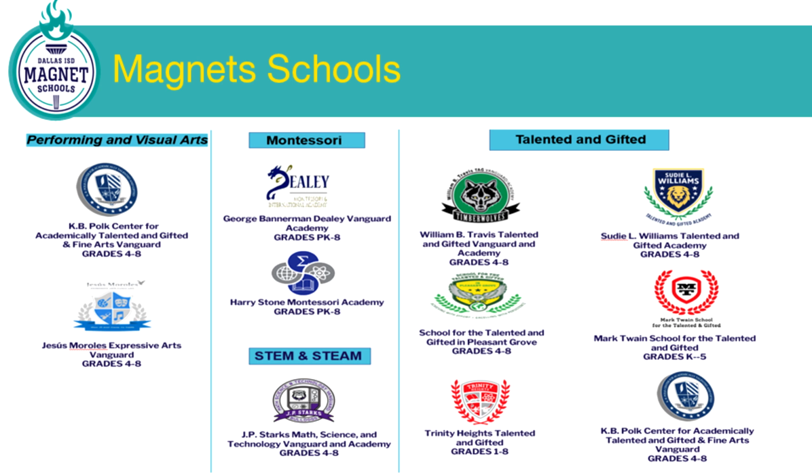If your student is interested in STEAM, we also have JP Starks. We have 6 talented and gifted programs, which consist of Sudie Williams, Travis School for the Talented and Gifted, Mark Twain, Trinity Heights, and KB Polk. Again, if you're interested in any of these programs, you can log on to choose.dallasisd.org. If you're interested in coming to the open houses also, you can log on to the Dallas ISD/magnet, and you will find the open house dates for any of these programs.